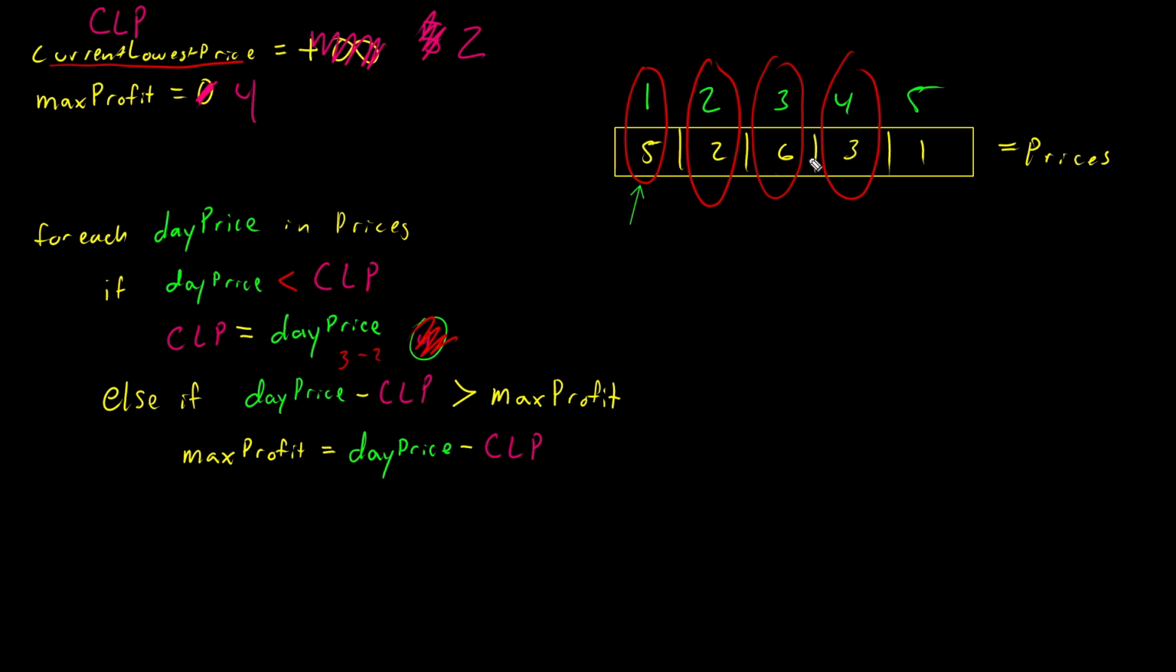So if we sold on day 4, we would only make $1 profit. Is this bigger than our max profit? Well, no. So we don't do anything. Our max profit is still 4, right? And that's buying on day 2 and selling on day 3.